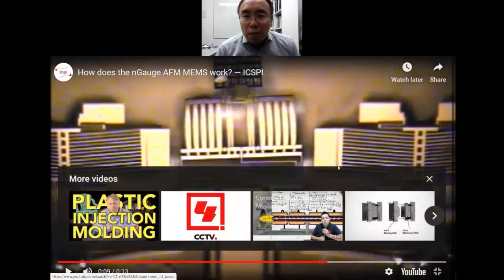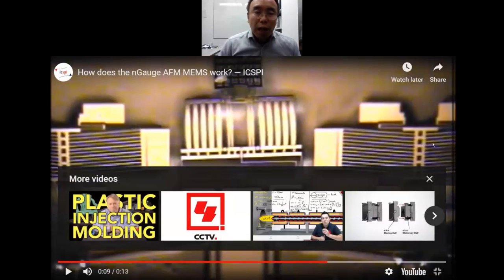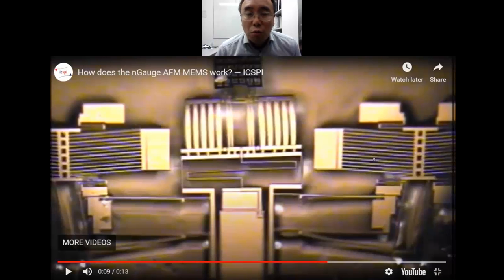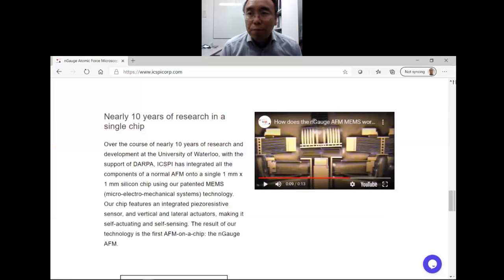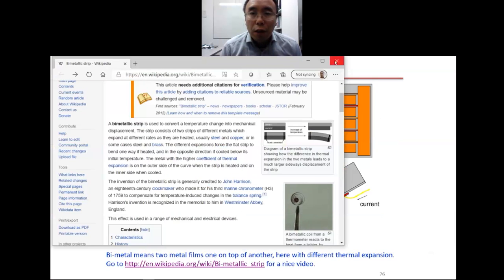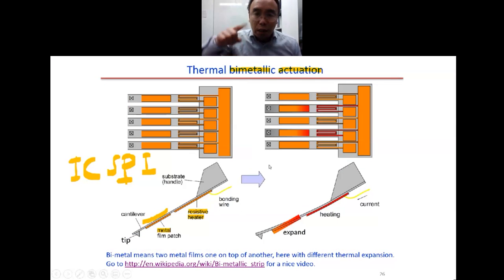For the X and Y direction movement, they use the comb drive. You apply some voltage, and it will move in and out. This is called a comb drive, and it is for the XY motion. For the Z direction motion, for the bending, they use the bimetallic actuation, as we see here.